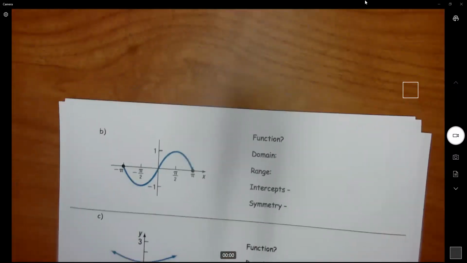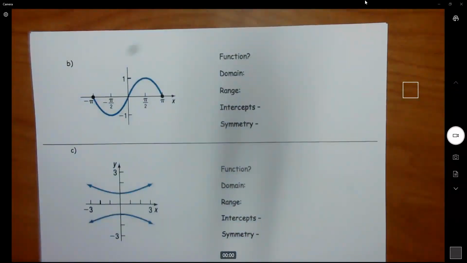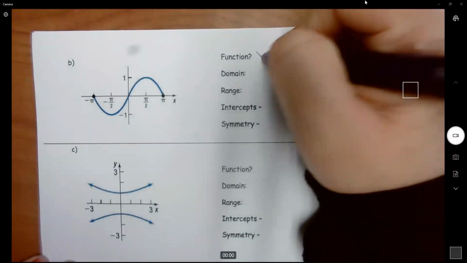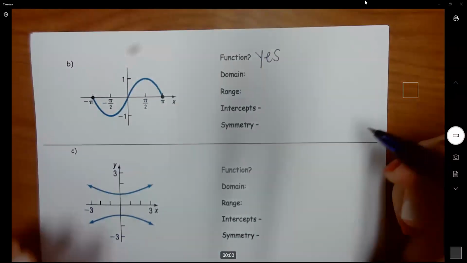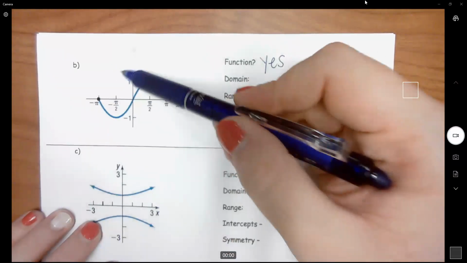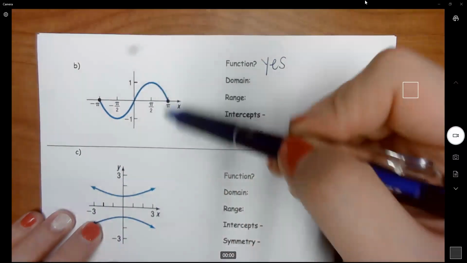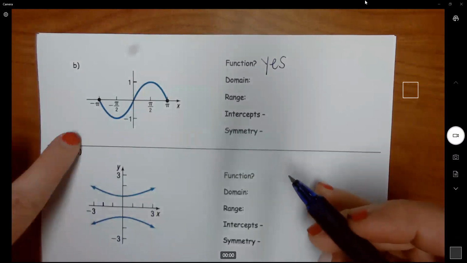Okay, let's do 4 more examples answering the same questions. So first off, is this a function? Yes, it is. You put any kind of vertical line, it's only going to intersect once. What's the domain?